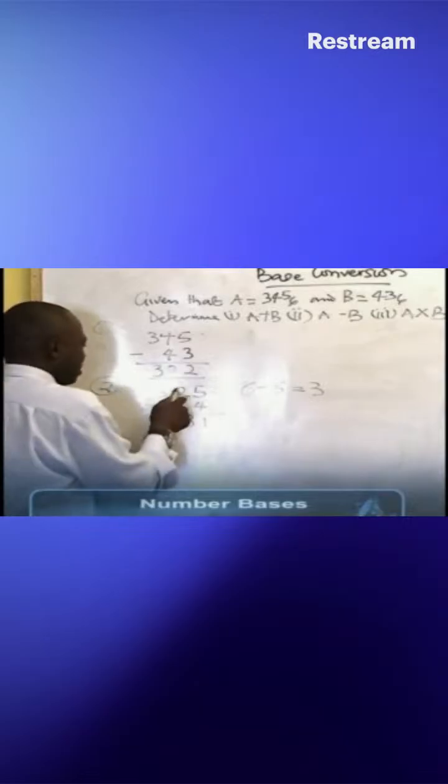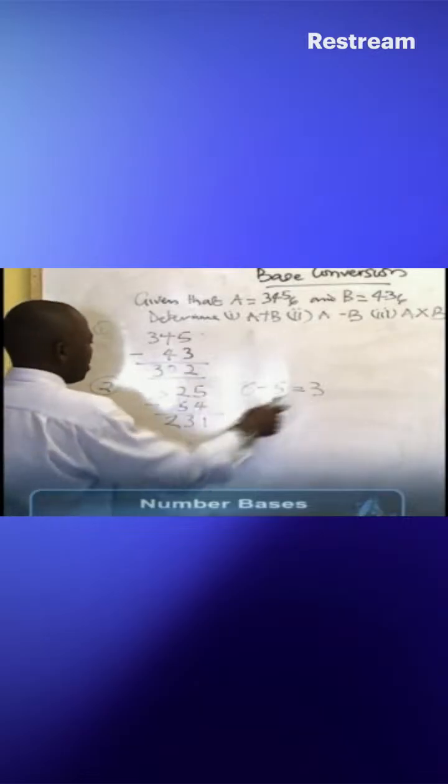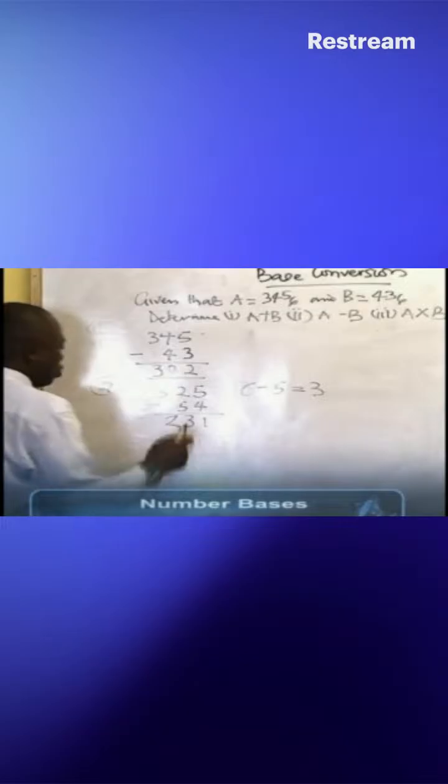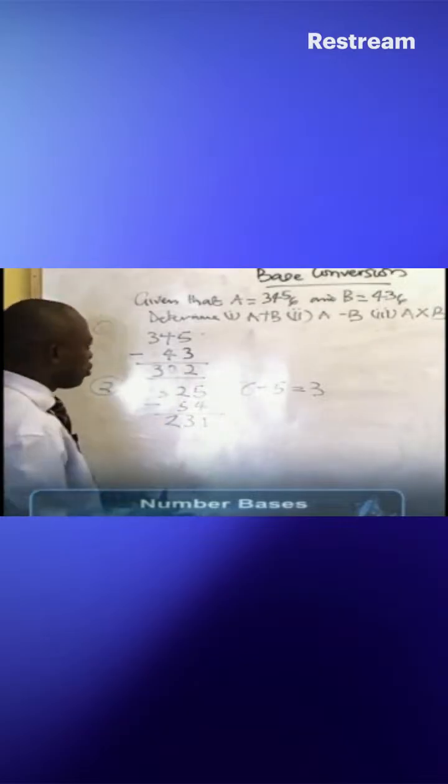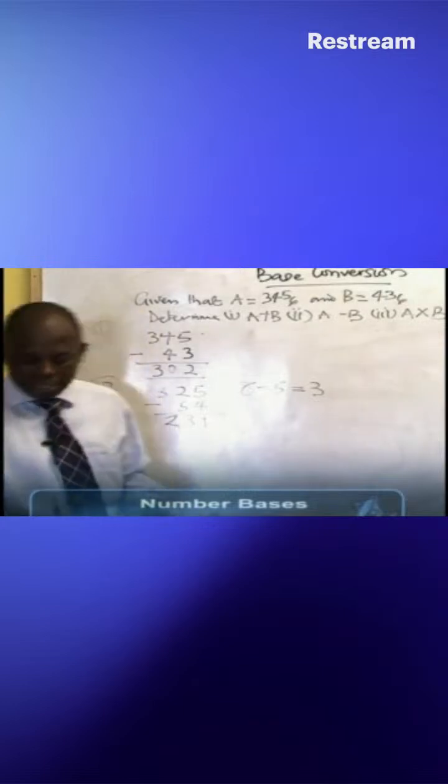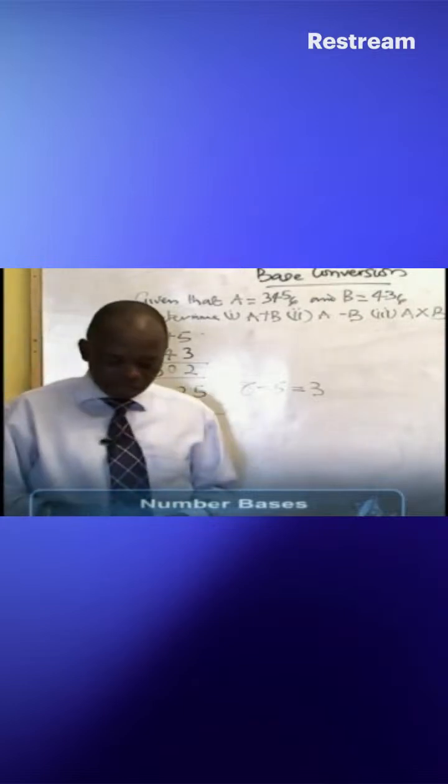6 plus 2 becomes 8. And then you now take 5 away from 8, in which case is 3. And then you write 3 as your answer. And then the one that is left here is 2. So that is subtraction in a base.